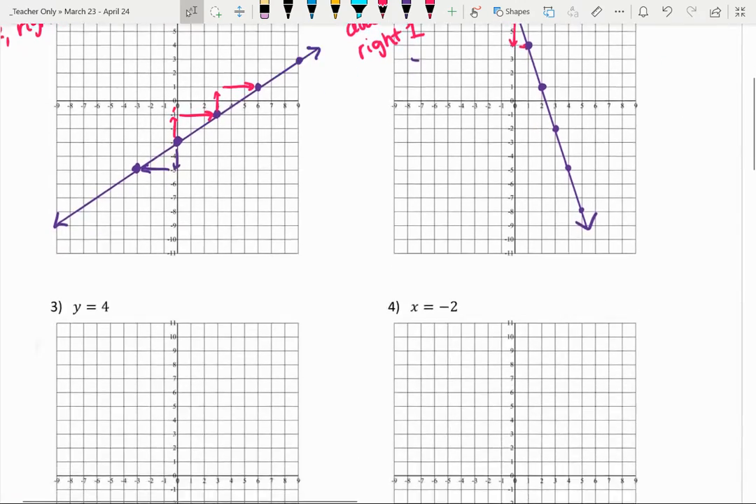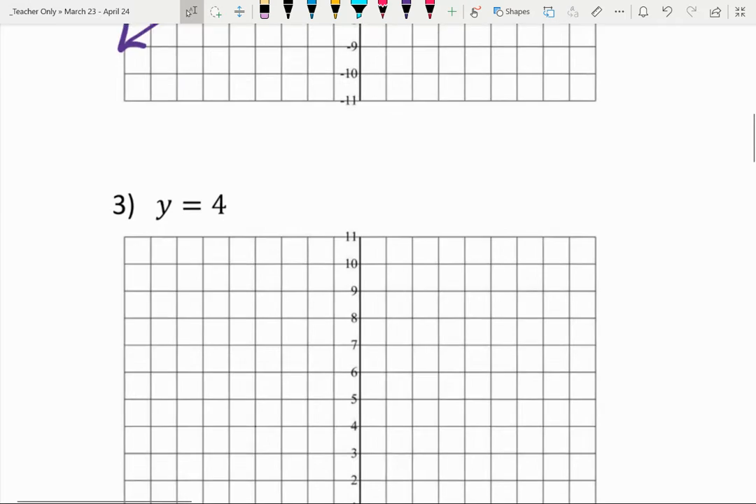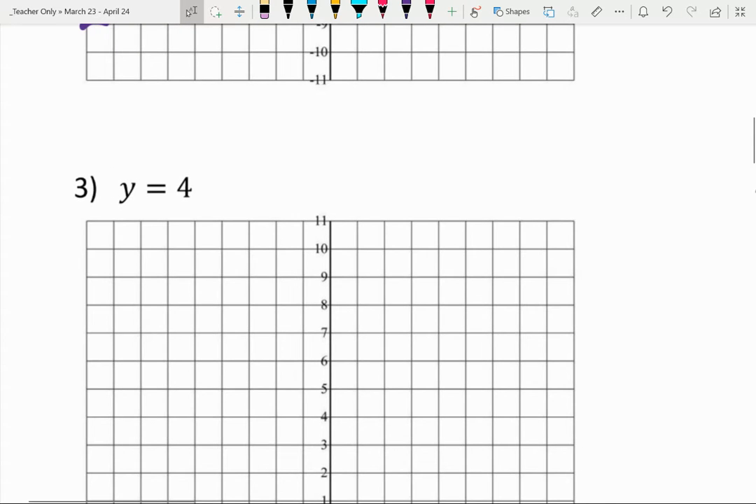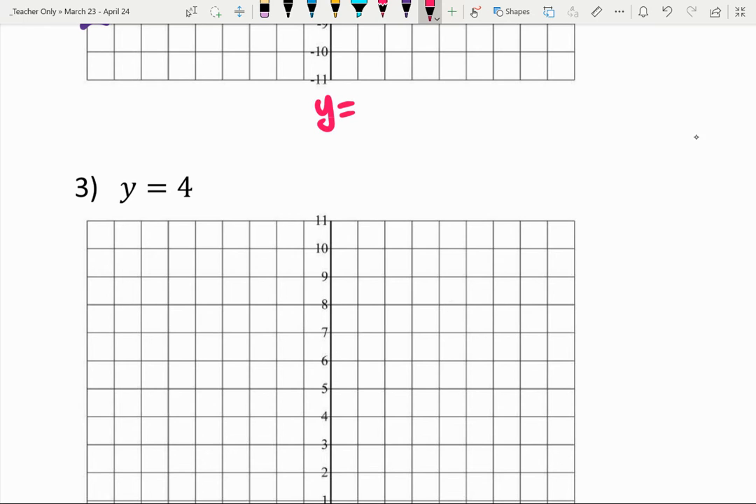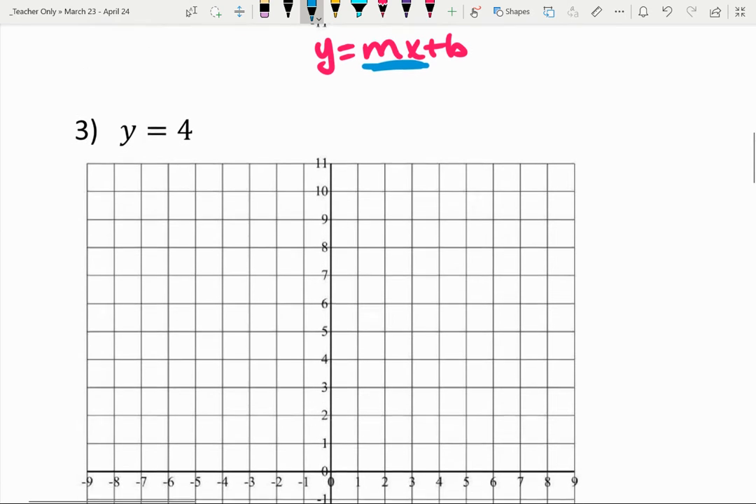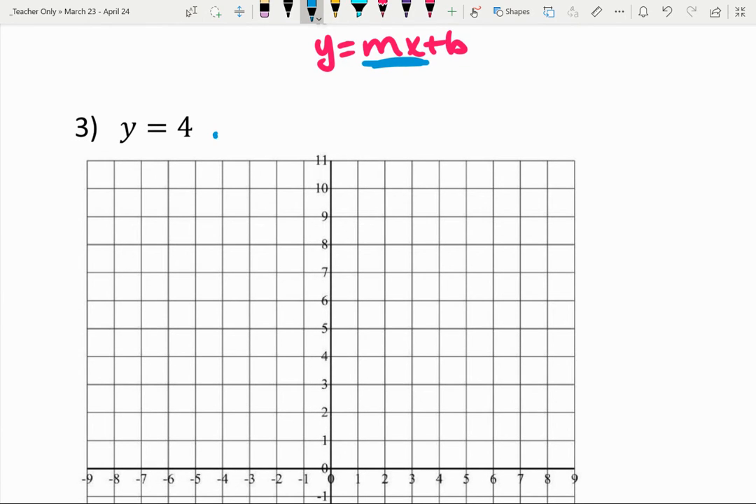Now, sometimes it doesn't look like y equals mx plus b. So for example, example 3 here says y equals 4. And if I think about y equals mx plus b, well, it's missing this m and this x part, right? It's just a number there. So there are a couple of ways I can think about this. I could think of this as 0x plus 4. So what that means is that it has a y-intercept of 0, 4, and I can plot that.